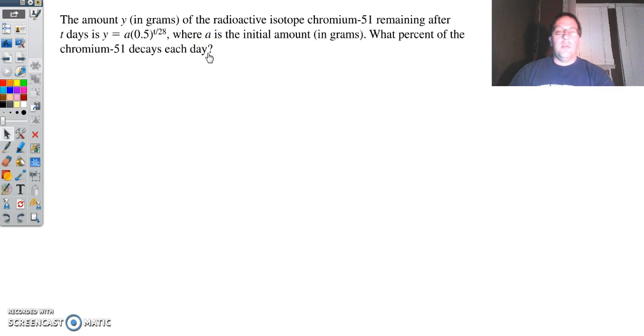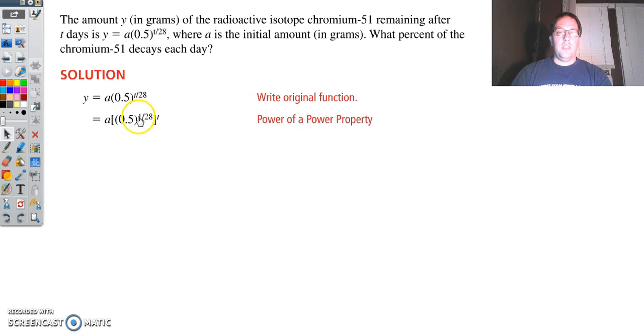Now, what this doesn't tell you, and just good to know, this T divided by 28 means that you're going to lose half of the radioactive isotopes every 28 days. All right? So this is a half-life. Radioactive stuff decays in half-lives. And so this is saying the half-life is 28 days. We want to know how much it's going to decay each day. So what we do, we break this down, and we separate this exponent out, and this is the 1/28 times t.